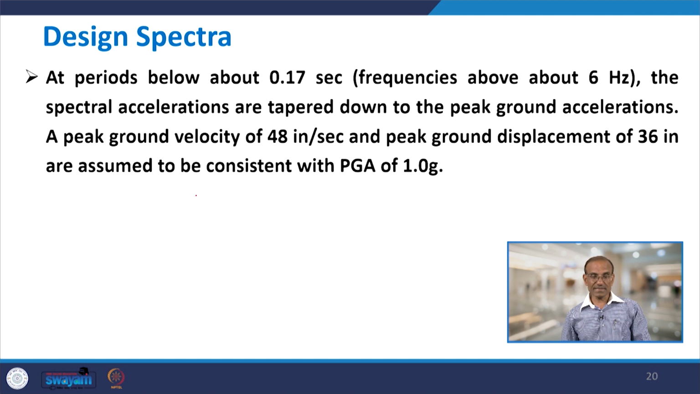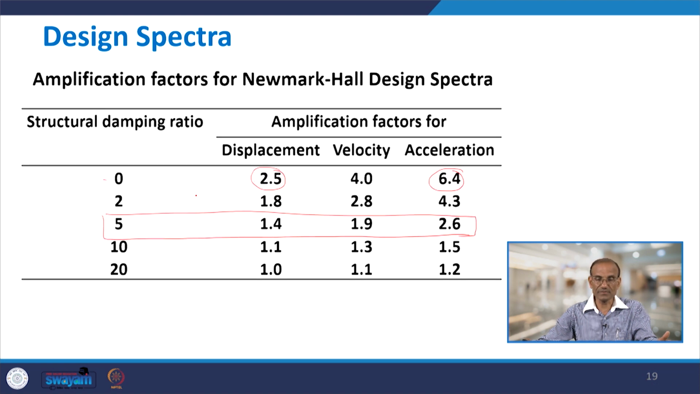So, if this is the case, then for 1 g acceleration you get the peak ground velocity as 48 inch per second. So, suppose your g is increased, then whatever g value you have should be multiplied by 48 inch per second to calculate the velocity, and similarly to calculate displacement it should be multiplied by 36, and naturally this table should also be used.